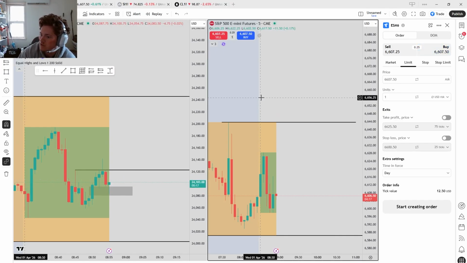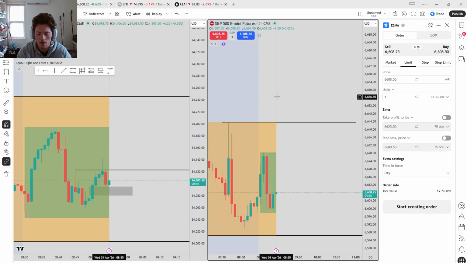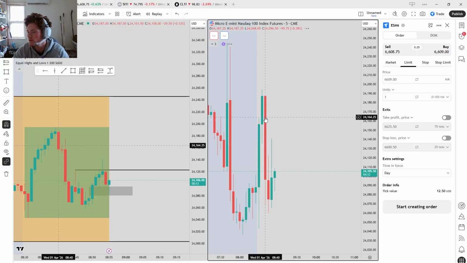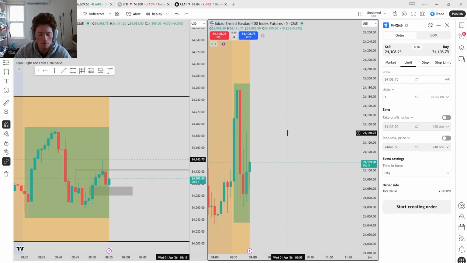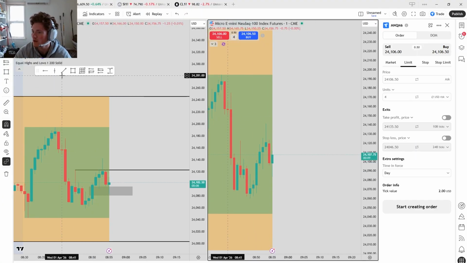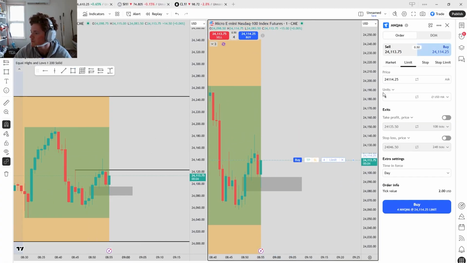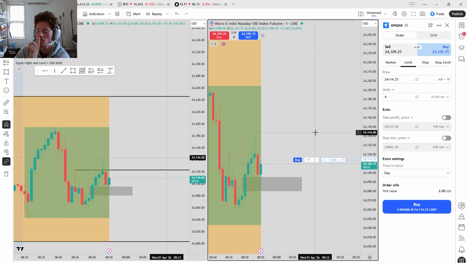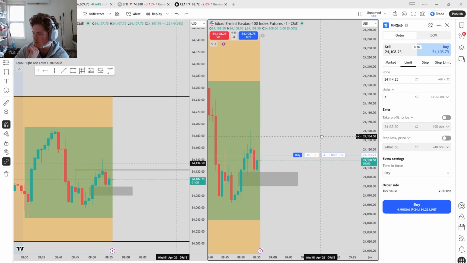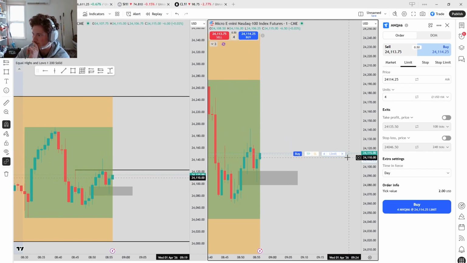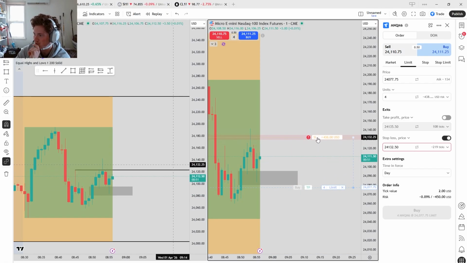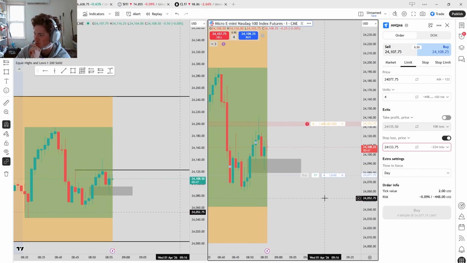But first, I have to figure out how many contracts I'm going in with. This is how I calculate how much money I'm going to put on the table. Usually I'll use minis here. I set the limit about where I'm going to go in, then set my stop loss roughly where I want it, and it auto populates. It's pretty kick ass actually. I really like it.